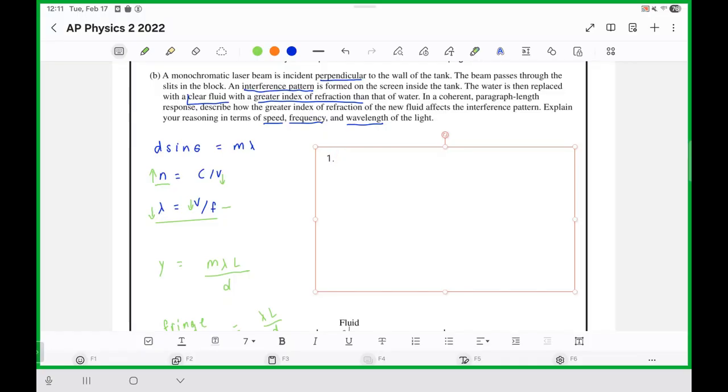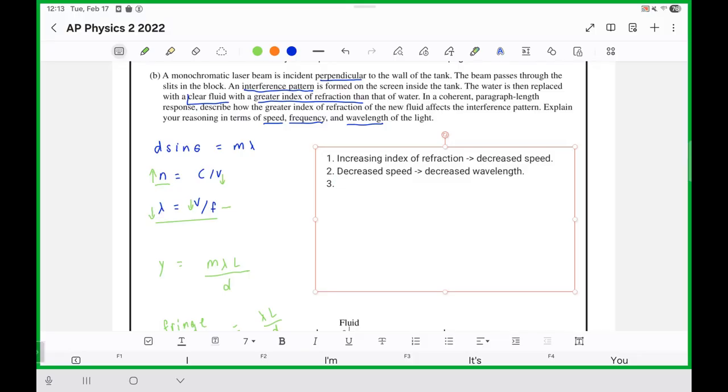A general organizational principle: before you construct your paragraph length response, it's helpful to quickly write down the physical principles, which form our bullet points. And so our first point is that increasing index of refraction leads to a decreased speed of light in our medium. Next, we argue that a decreased speed leads to a decreased wavelength, since frequency cannot change, by our equation v equals lambda f.